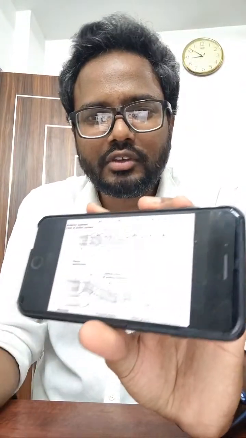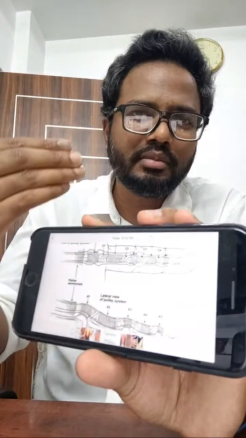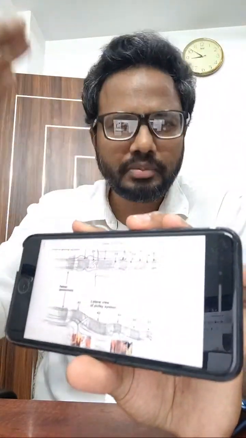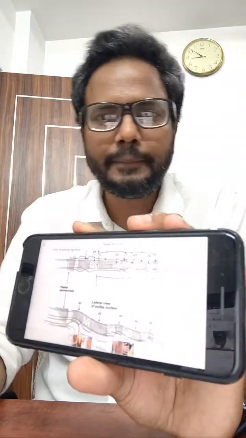And what is A2 and A3? You can clearly see in these illustrations. If it is not clear, we'll post all these images in the community page in the form of a document, or we'll figure out how to post these images.